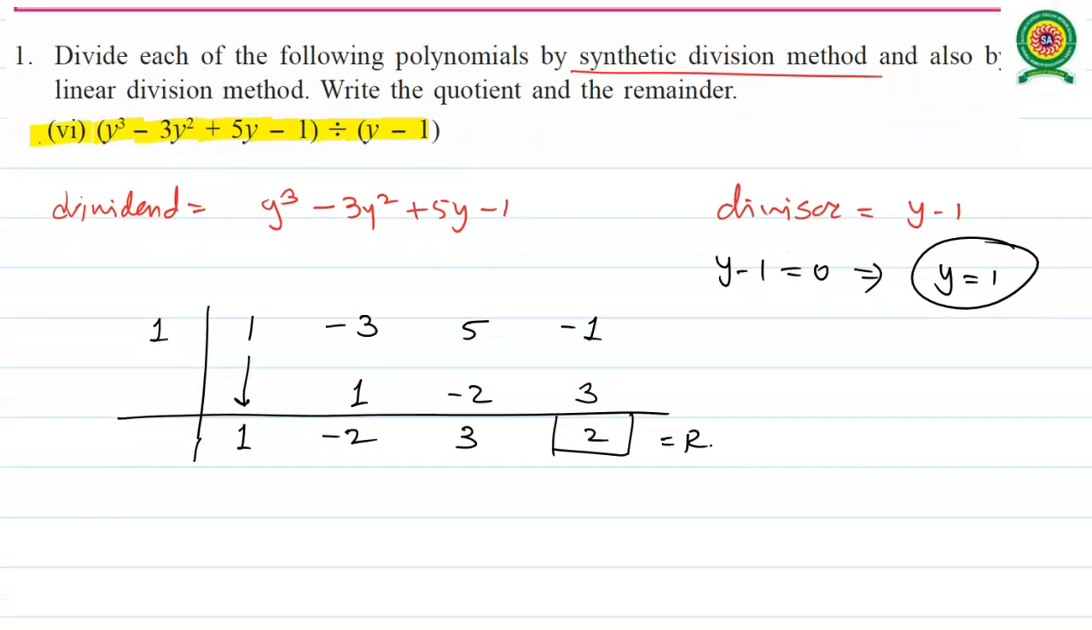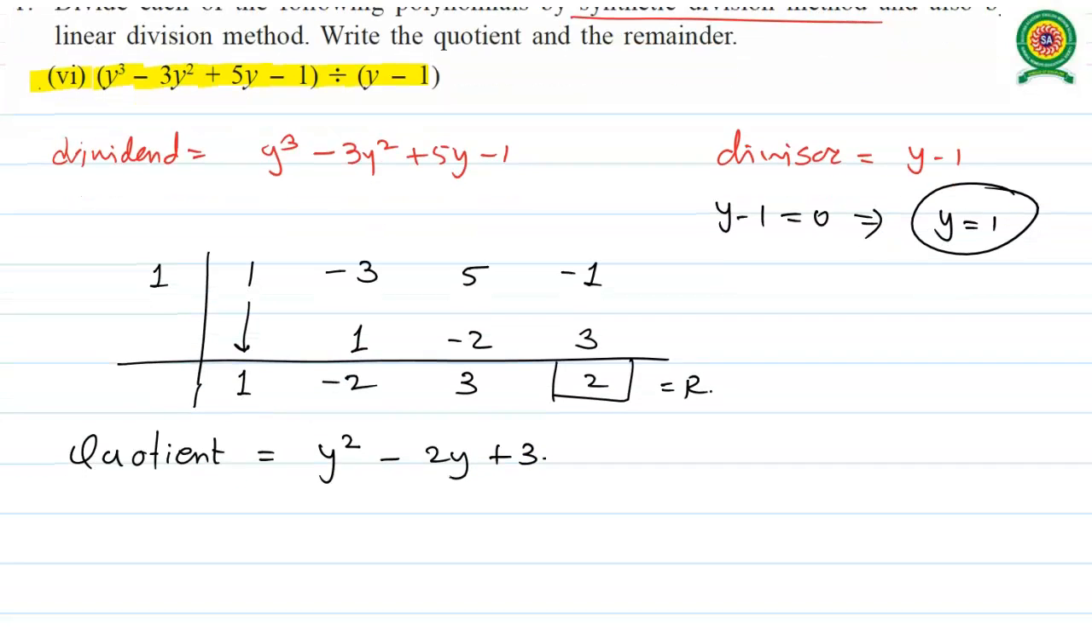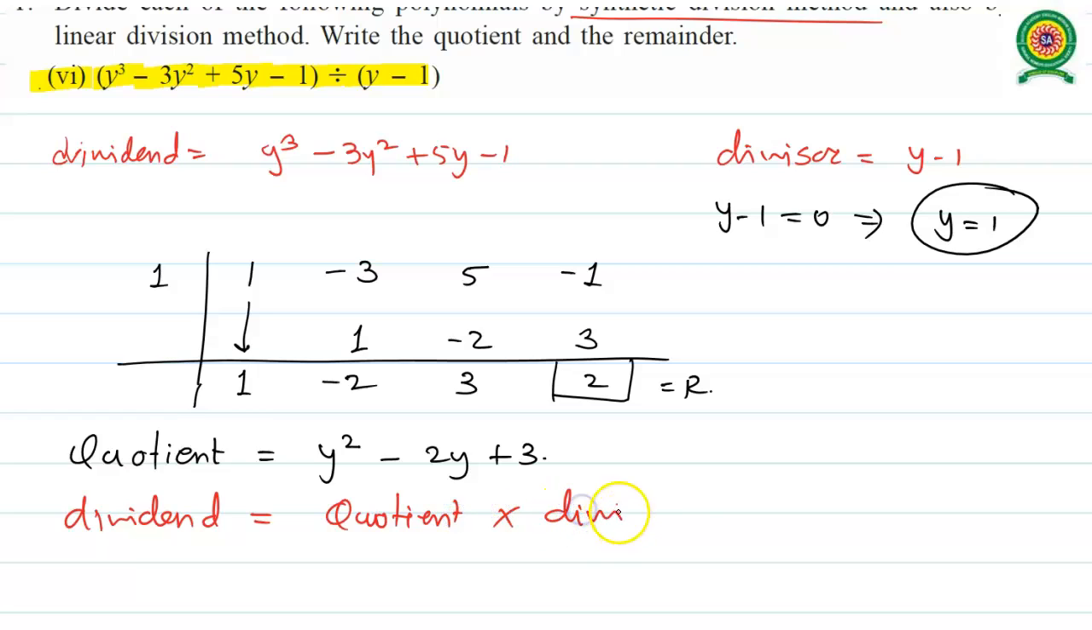Now the quotient polynomial has degree less by 1 as compared to the dividend polynomial. So the quotient is of the form y square minus 2y plus 3. So as per Euler's method, we can write dividend equals quotient into divisor plus remainder.